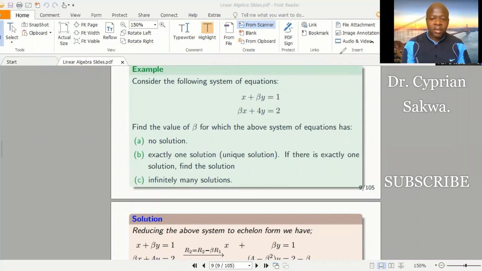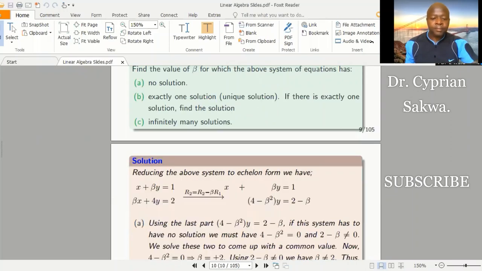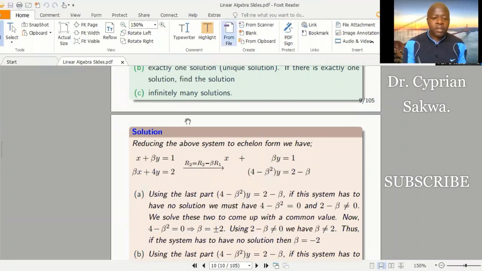Just as I said earlier, the first thing to do here is to reduce this system to echelon form. This is the system. I want this to be the leading entry and the only non-zero entry in the column. I want to make this one zero. To make this one zero means I have to multiply the first row by beta and subtract from the second row. So the second row would now become the previous second row minus beta R1.